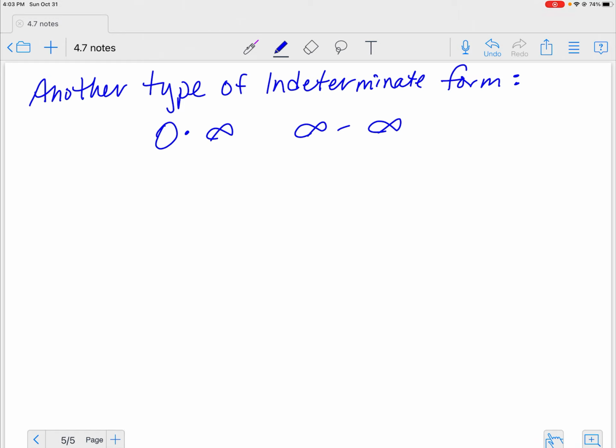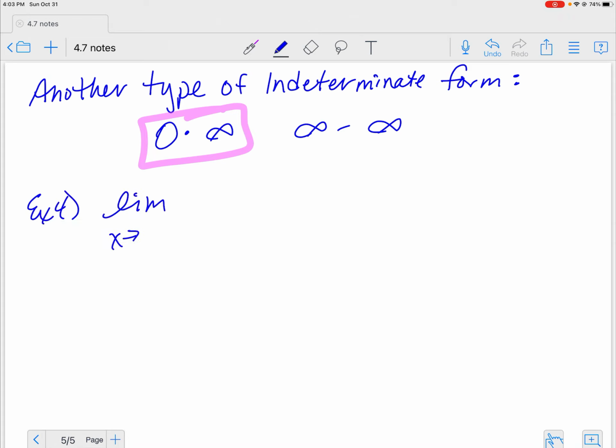All right? So, this one is the one that you're going to use all the time. Infinity minus infinity, yes, that is an option, but we're not going to use that as much. 0 times infinity, that one's used a lot. A lot. And see what this looks like right here. So here is example 4.